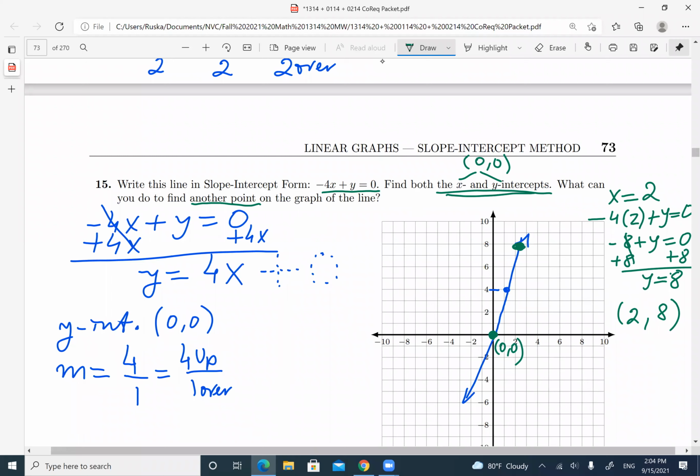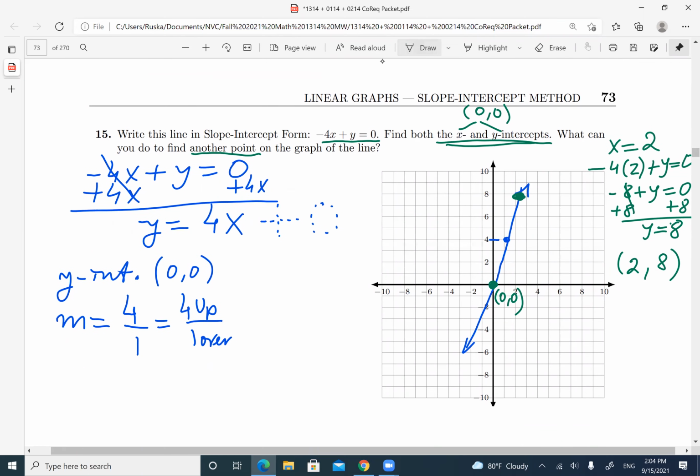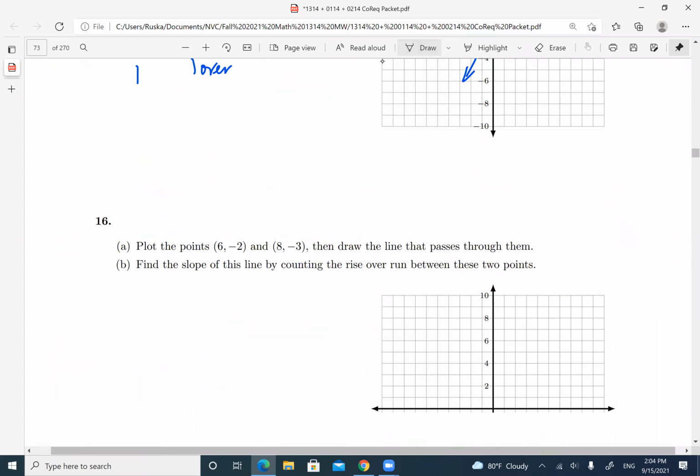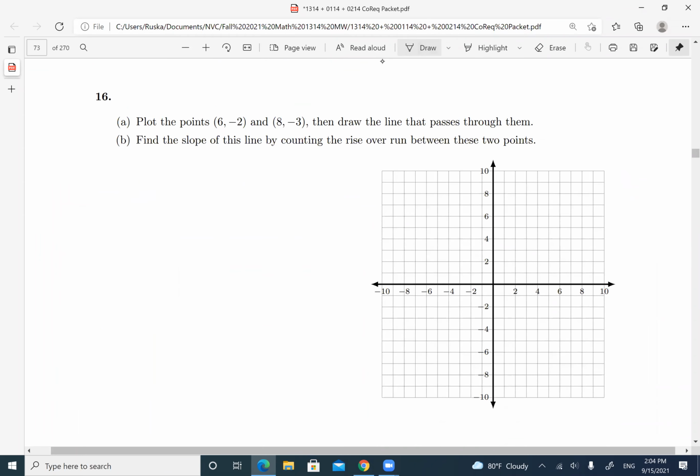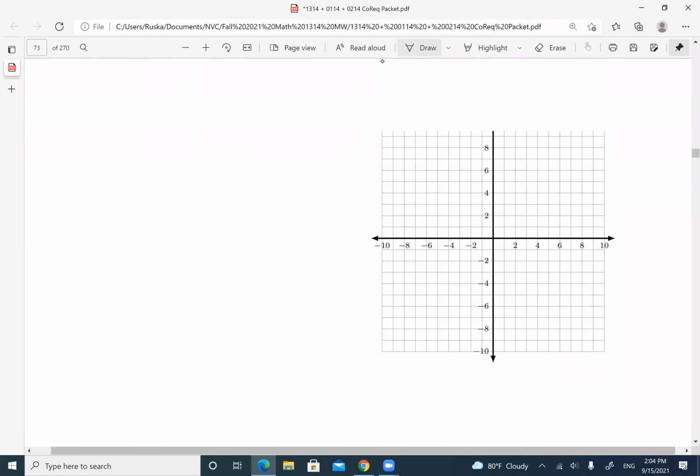So you're going to have 2 and 8, 0, 0, and that's going to be the same straight line. Okay? So these are two different methods to graph this line, just the two methods you know so far combined. Okay? Then let's do number 16.